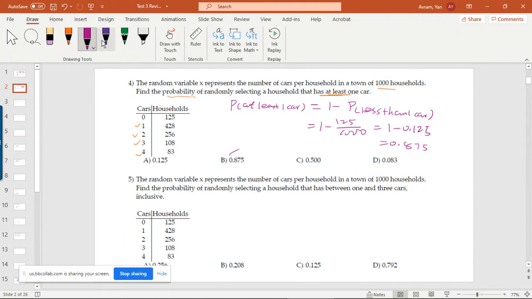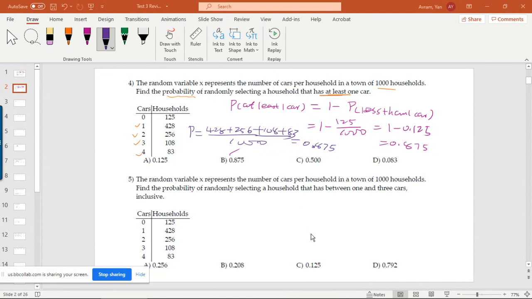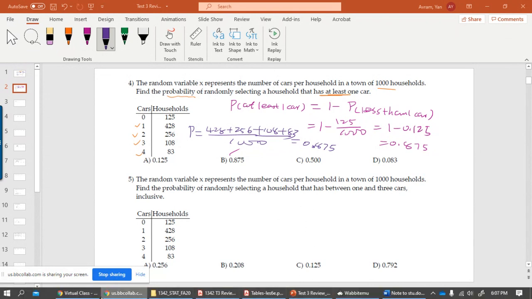If you don't want to do it this way, you can add all of these together: 428 plus 256 plus 108 plus 83, divided by 1,000. It should give you the same number, all right? But with this one you have to add a lot more numbers than the previous one, right? So I just thought the first way is a little bit easier. But either way is good, okay? As long as you do the calculation right, it really doesn't matter which way you do. But personally, I like to choose the easier way, okay?